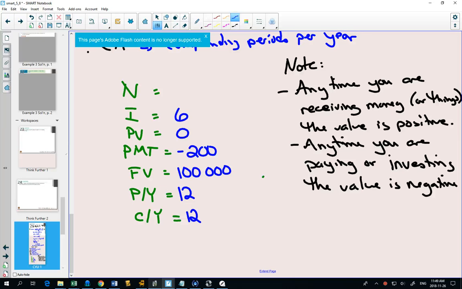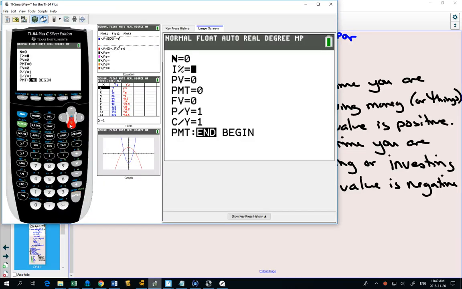If this was a quiz and you were using this to show your work, I like to put a star beside the one that I'm solving for with an arrow, so that it becomes clear that everything else is what I entered in, and I want to solve for the number of payments. Now I'll show you what you do. We'll leave n right now. The interest rate was 6. Present value is 0. We're putting away $200 a month. Future value is $100,000. Payments per year are 12. And 12.